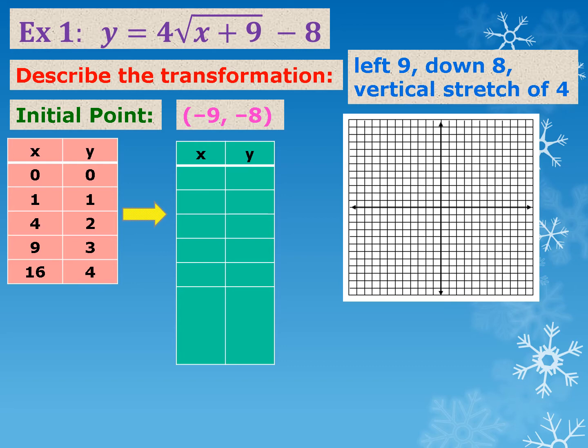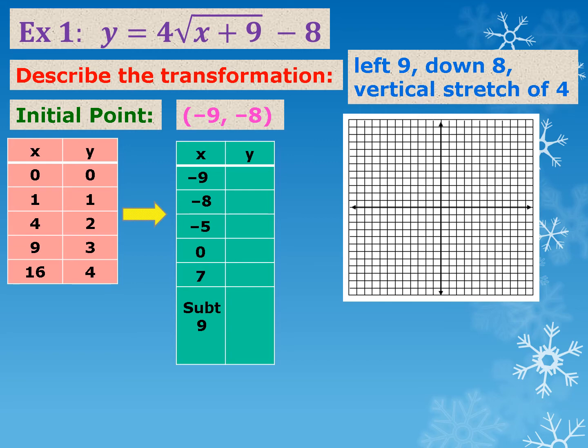All right, so how do we go from old x's to new x's? Well, there is no b value, so we don't have to worry about that, but there is an h value, and it says x plus 9, but remember, it's opposite day. So instead of doing plus 9, we're really going to subtract 9. So 0 minus 9 is negative 9, 1 minus 9 is negative 8, 4 minus 9 is negative 5, 9 minus 9 is 0, 16 minus 9 is 7.